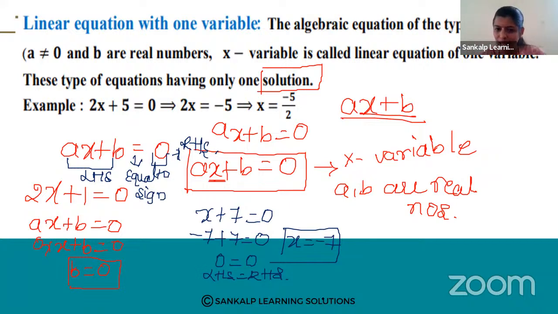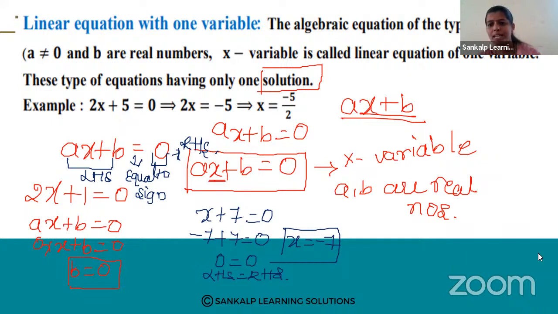So every time the RHS part need not be 0. There may be any number. Okay. So whatever it is, LHS is equal to RHS, the same result should come. That value we call a solution. So in case of linear, it has only one solution. In case of a quadratic equation, it has two solutions.